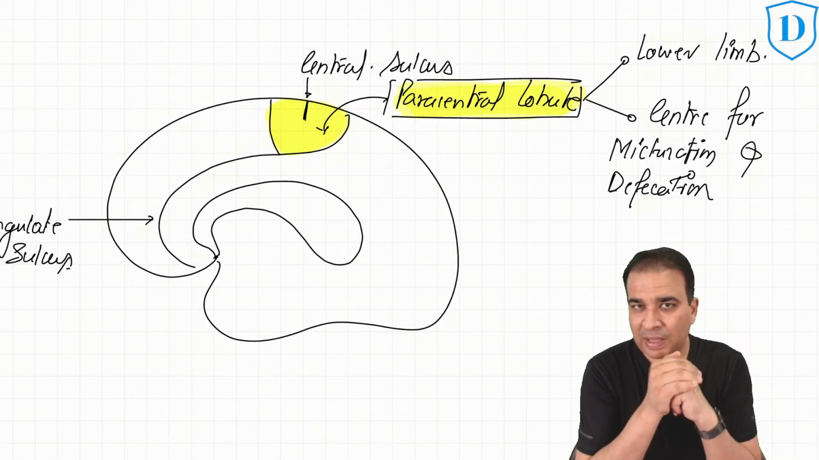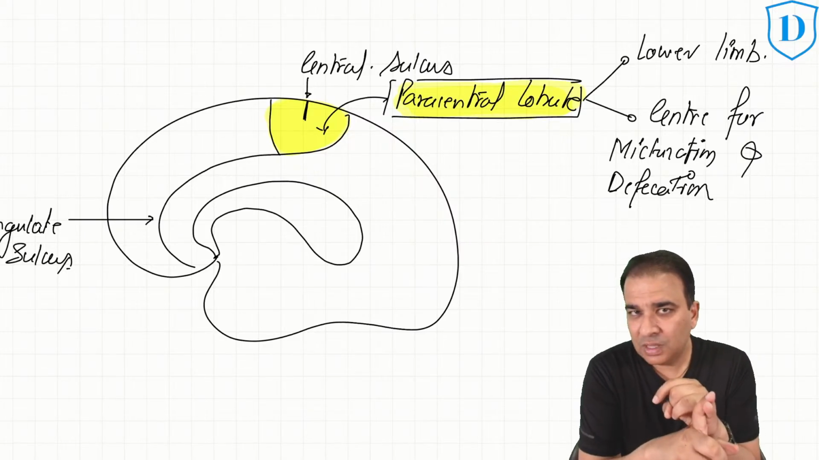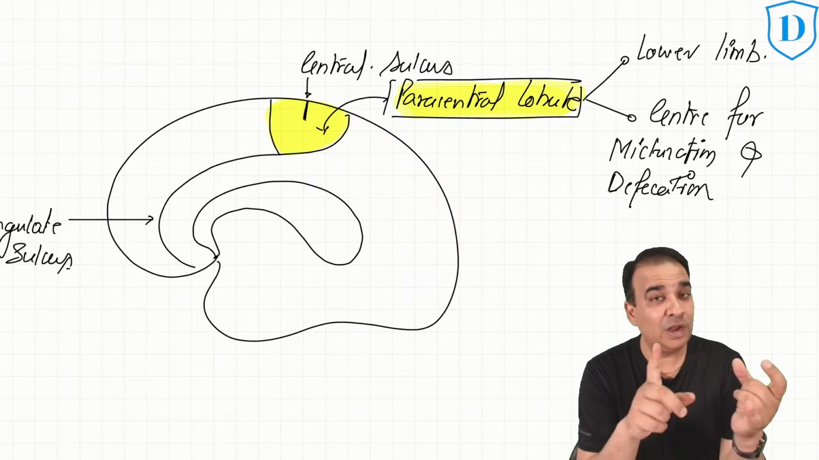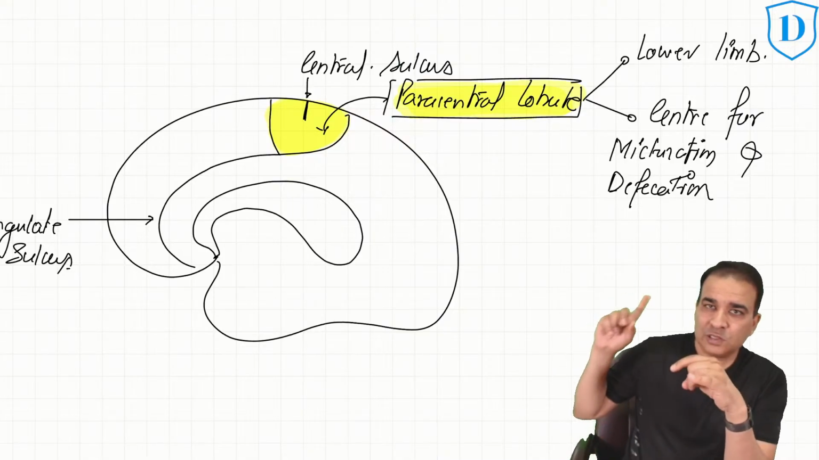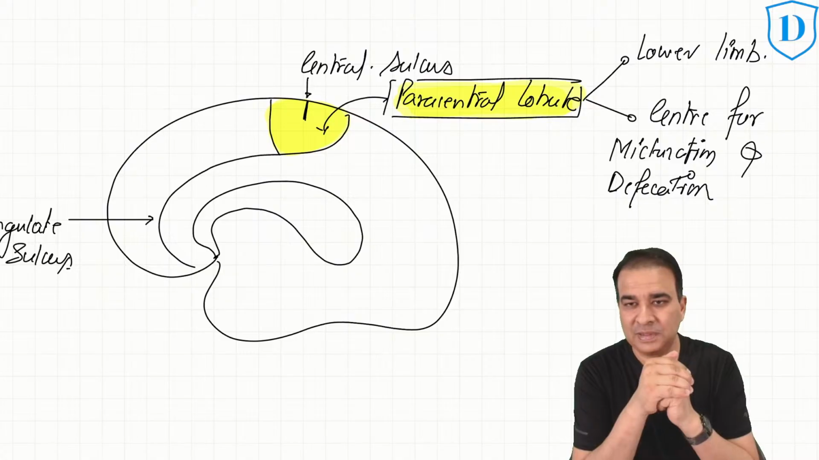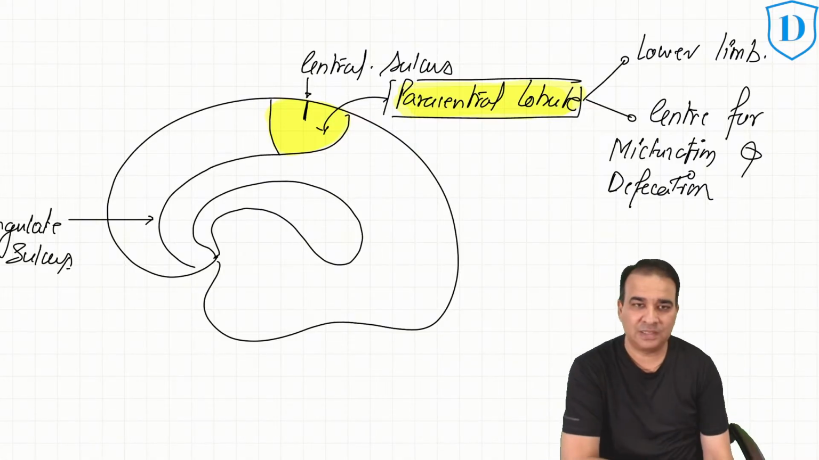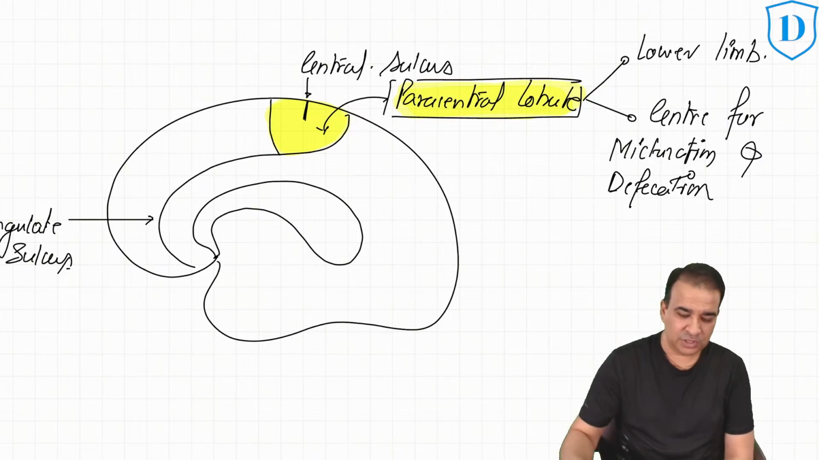So if a patient has an injury in the paracentral lobule area, there will be lower limb paralysis, the lower limb muscles will be affected, lower limb sensory loss will be there, and also there will be a loss of bladder control and rectal control. Micturition and defecation control centers are also there in the paracentral lobule. It's the highest center for micturition and defecation.